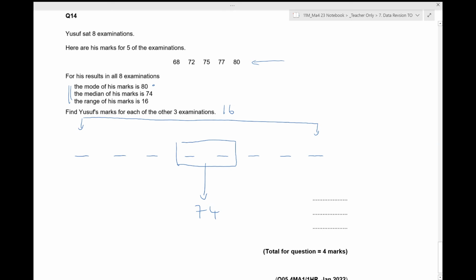Right, okay, well, I have to start somewhere, I suppose. Let's put 80 here. Let's start and hope that 80 is his highest mark. Right, that means his lowest mark is 80, take away 16, 64. Great, okay.